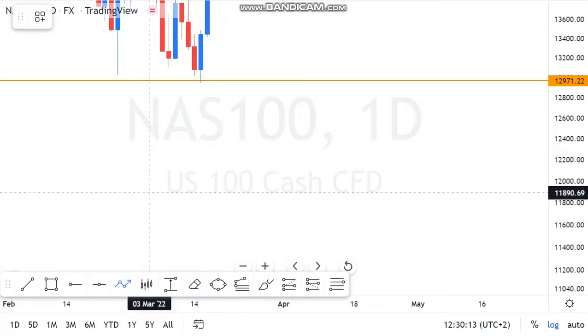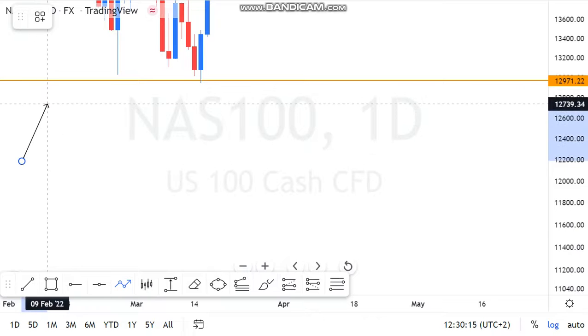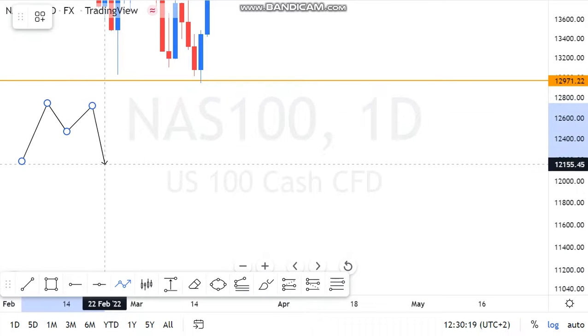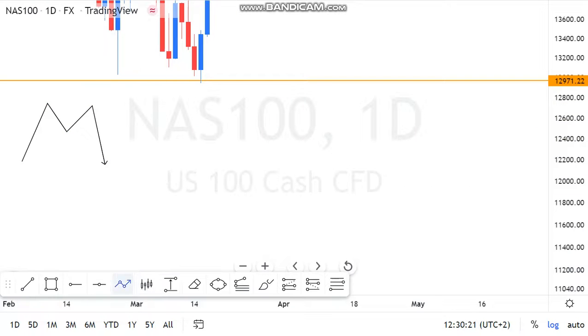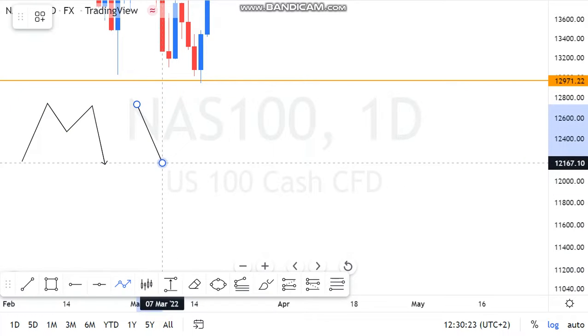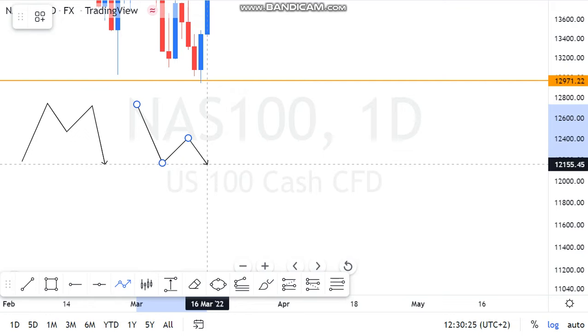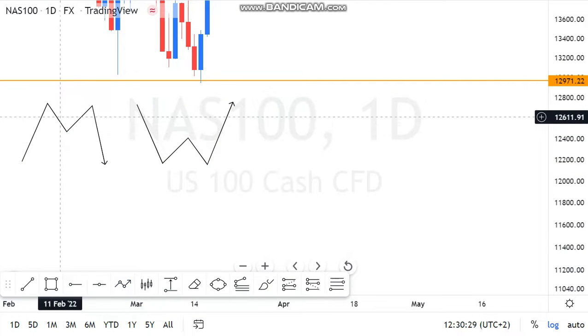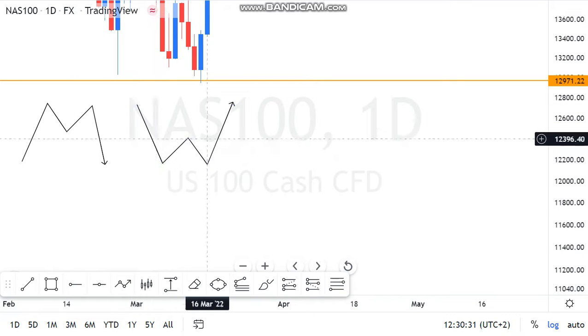we have a reversal pattern that is called a double top. It looks like an M. It's called a double top. We also have a double bottom. It's just the opposite of a double top. So in this market, the market is selling, we're going down. On this market, the market is bullish, we're going up.